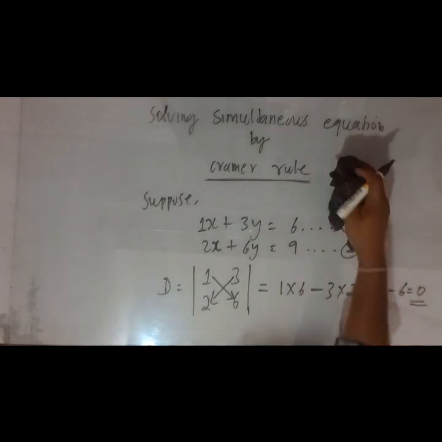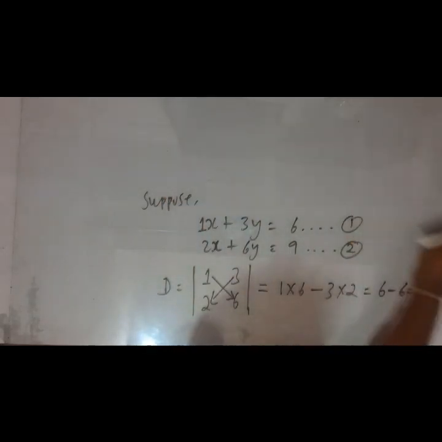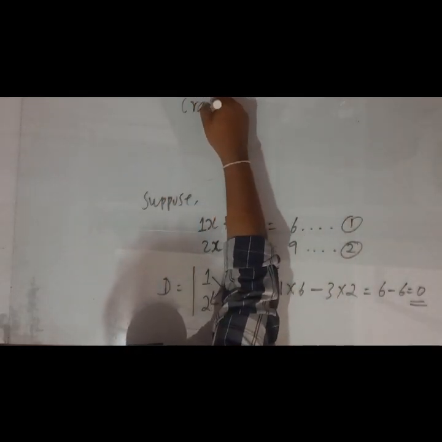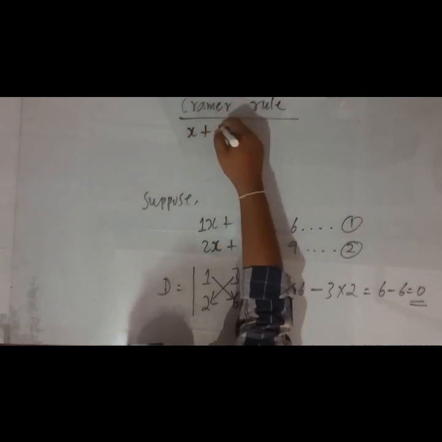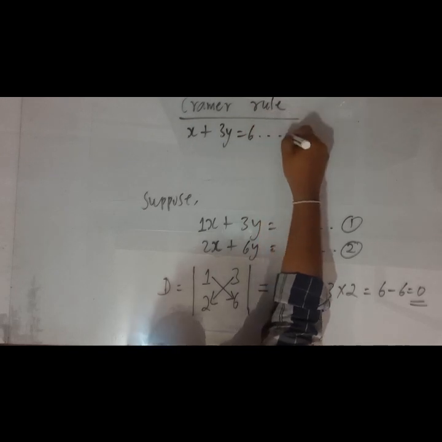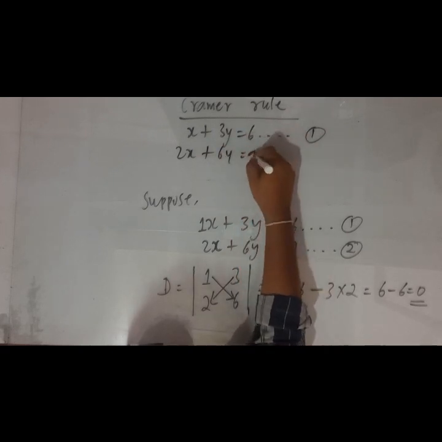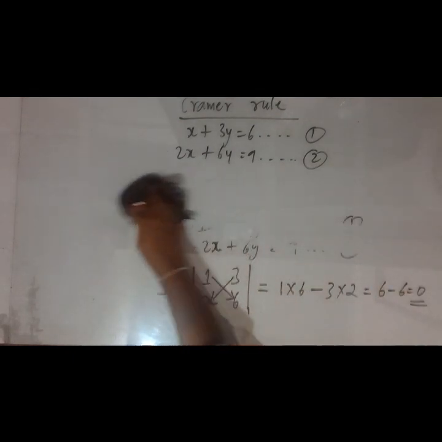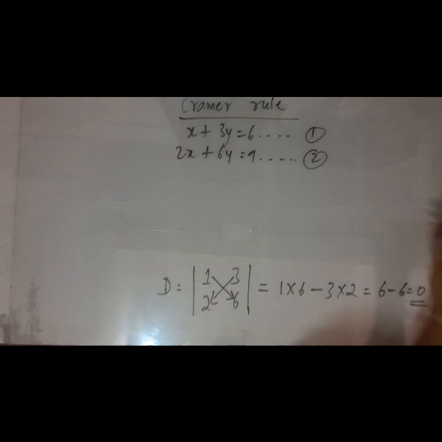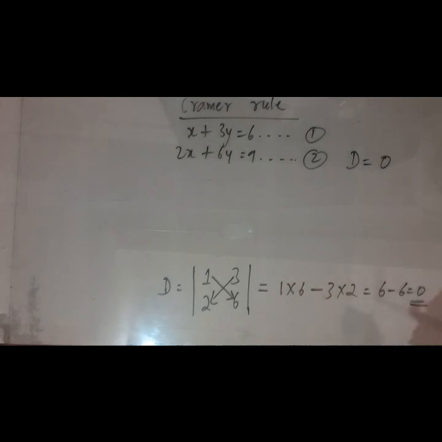Then in the next step, the Cramer rule: I will write the equations x plus 3y is equal to 6, equation number 1, and 2x plus 6y is equal to 9, equation number 2. And we have got the value D is 0.